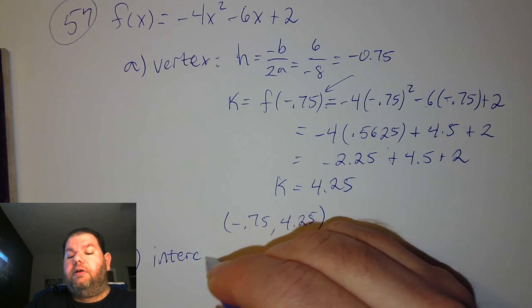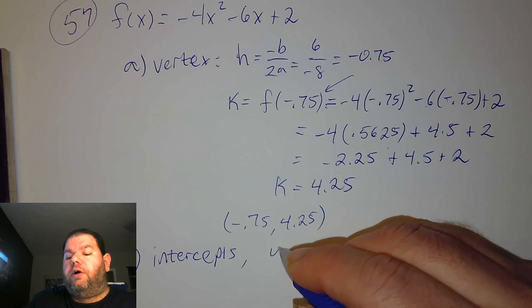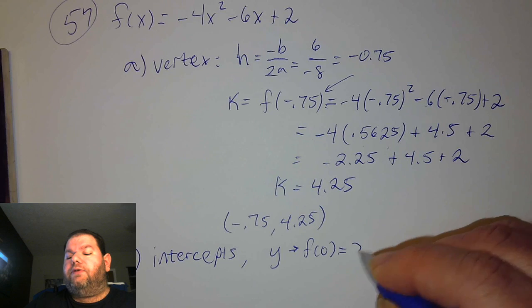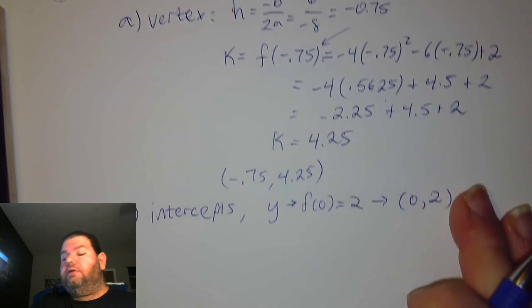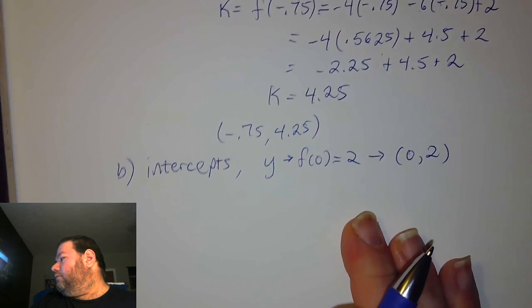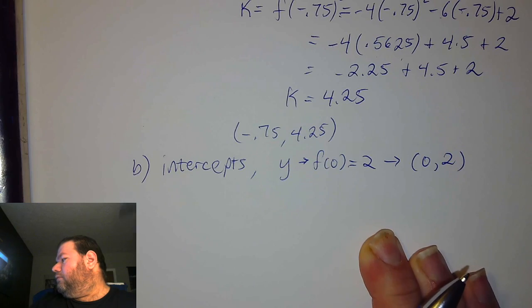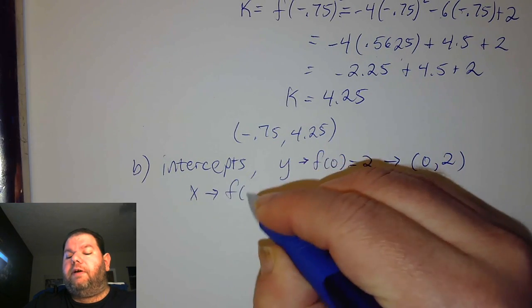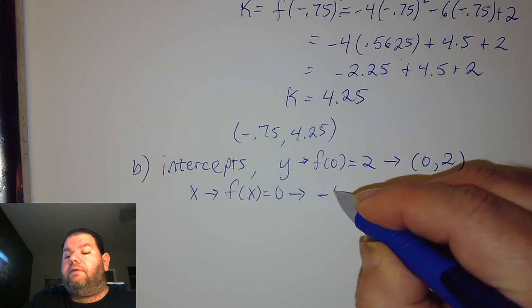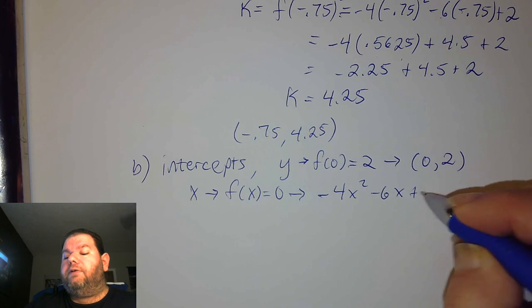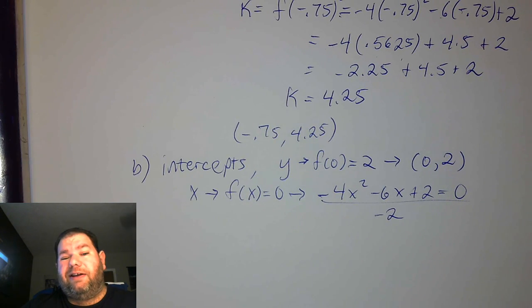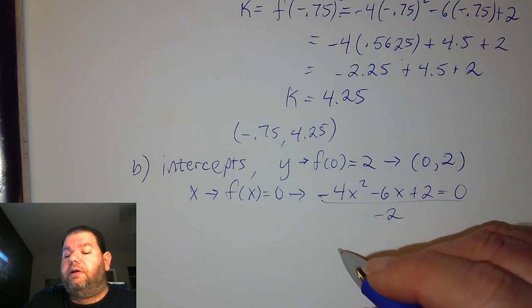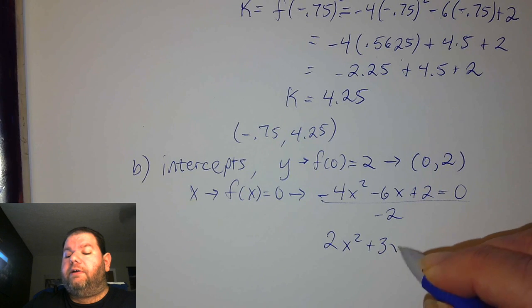For intercepts, for y, we plug in f of 0, which is 2. So 0, 2. That one's easy enough. For x, we set f of x equal to 0. So negative 4x squared minus 6x plus 2 equals 0. To make this a little easier, we can divide everything by negative 2, since we have that common factor. I want to divide by a negative so that we have a positive in front of x squared. So it would be 2x squared plus 3x minus 1.